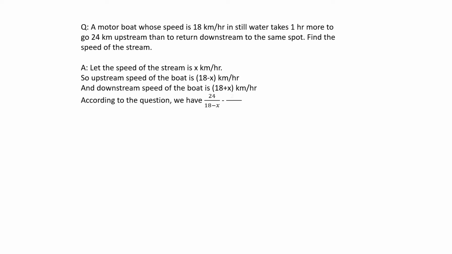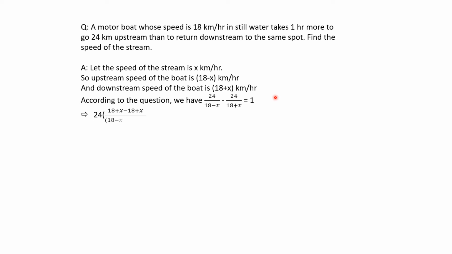Now, according to the question, we have 24 by 18 minus x minus 24 by 18 plus x equals 1, because as per the question, it takes 1 hour more to go 24 kilometers upstream than to return downstream to the same spot. 24 by 18 minus x is the time taken by the boat to go upstream, and 24 by 18 plus x is the time taken by the boat to go downstream, that means to reach the same spot. In the upstream case, the boat is taking just 1 hour more than the downstream. So it is 24 by 18 minus x minus 24 by 18 plus x equals 1.